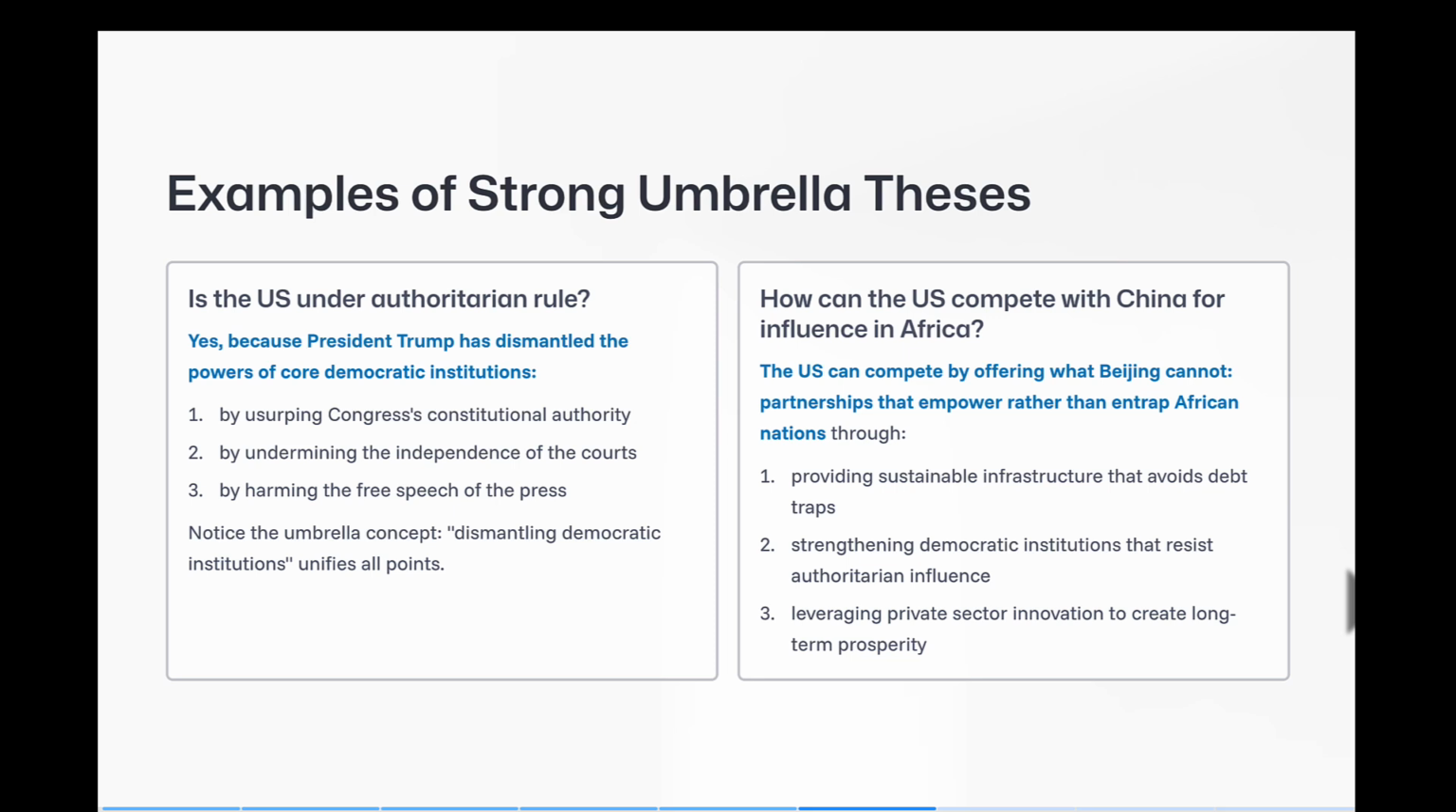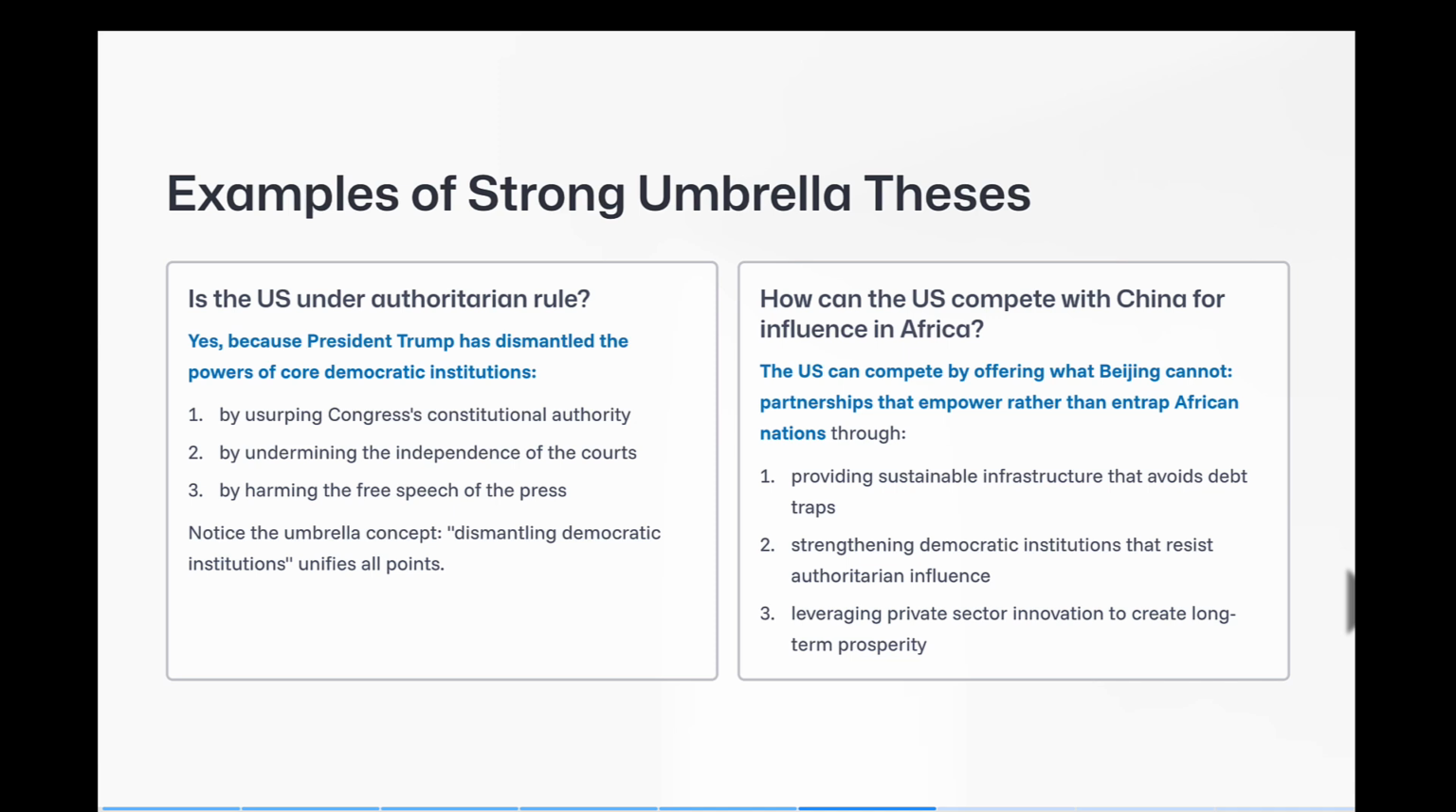How can the U.S. compete with China for influence in Africa? And look at this thesis. It would say the U.S. can compete by offering what Beijing cannot: partnerships that empower rather than entrap African nations. And then there's three ways that we would do this. First, through providing sustainable infrastructure that avoids debt traps. Second, strengthening democratic institutions that resist authoritarian influence. And third, leveraging private sector innovation to create long-term prosperity.